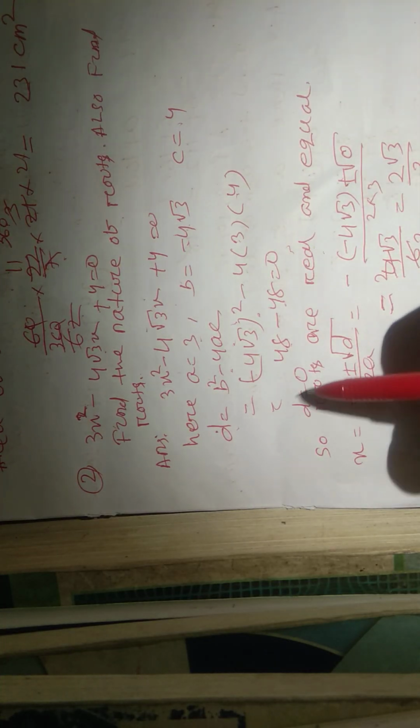d is equal to b square minus 4ac. Minus 4 root 3 square minus 4 into 3 into 4. That is equal to 48 minus 48 is equal to 0. So d is equal to 0, that means roots are real and equal.